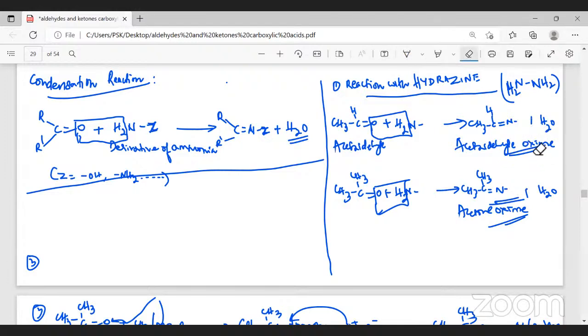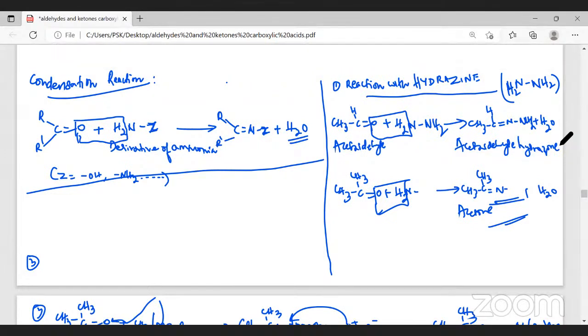So what happens? What's the product you get? Now, this is NH2 and this is NH2. Water gets eliminated. So what happens? You have N single bond NH2. This N NH2 group is called hydrazone. Therefore, the name of the molecule will be acetaldehyde hydrazone.